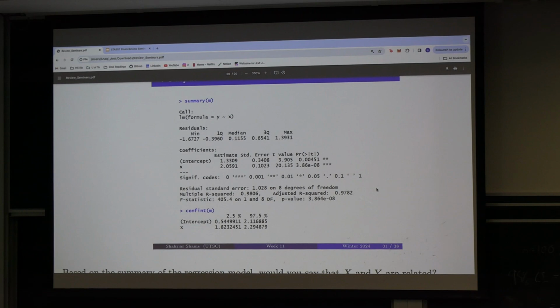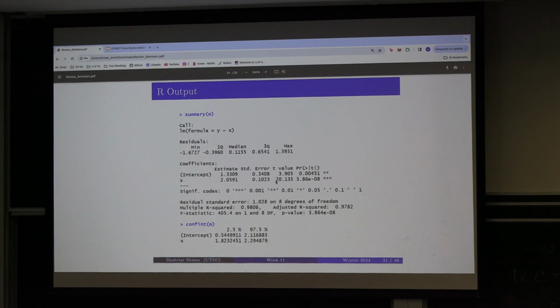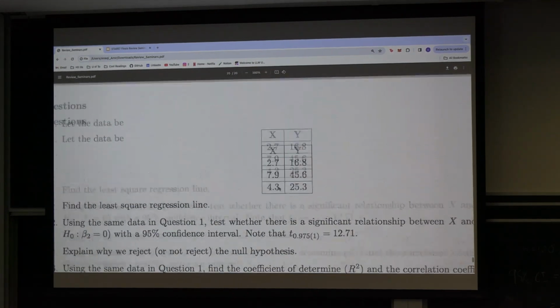Can someone tell me what is the standard error for B2? .1023, exactly. So it's the same row, that's the B2 row, and then it says standard error as the column. So that's the standard error. Now, can someone tell me how to get this value over here? 20.135. That's the t value. But based on what we've discussed so far, how can we get this 20.135?